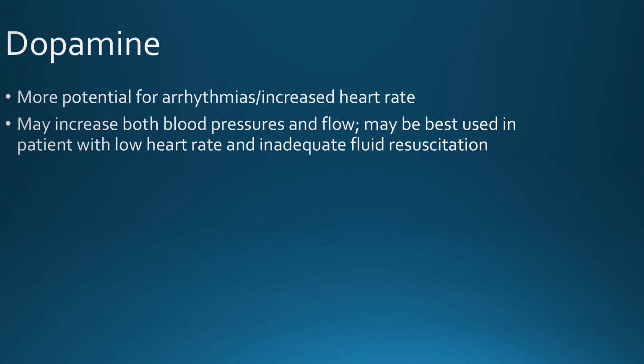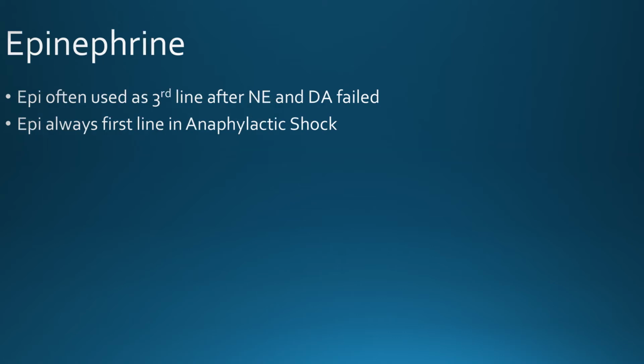Dopamine has more potential for arrhythmias, increases the heart rate, may increase both blood pressure and flow, and may be best used in patients with low heart rate and inadequate fluid resuscitation. Epinephrine is often used as the third line after norepinephrine and dopamine have failed. Epinephrine is always first line for anaphylactic shock.